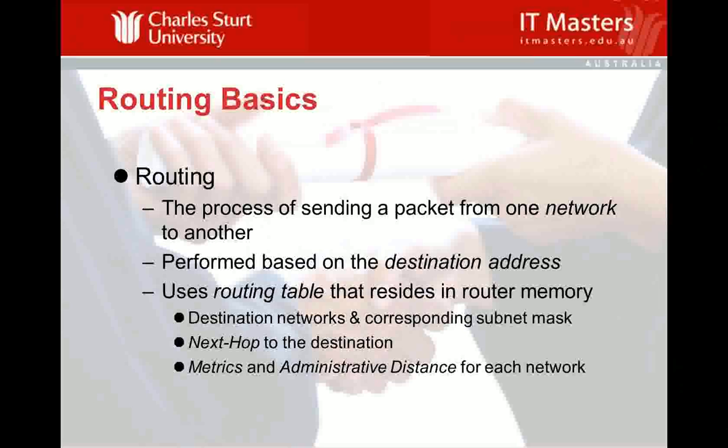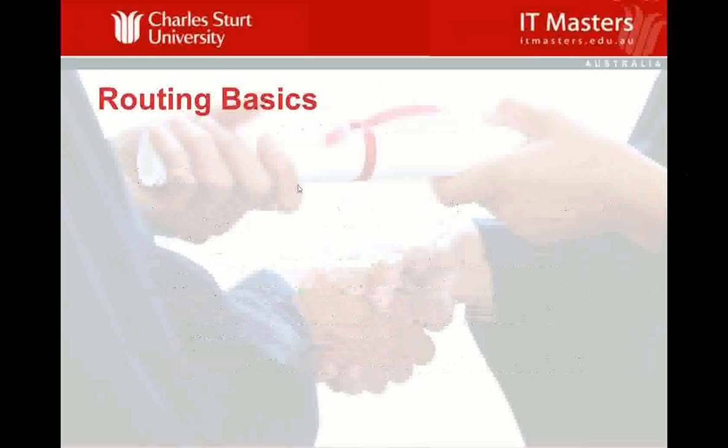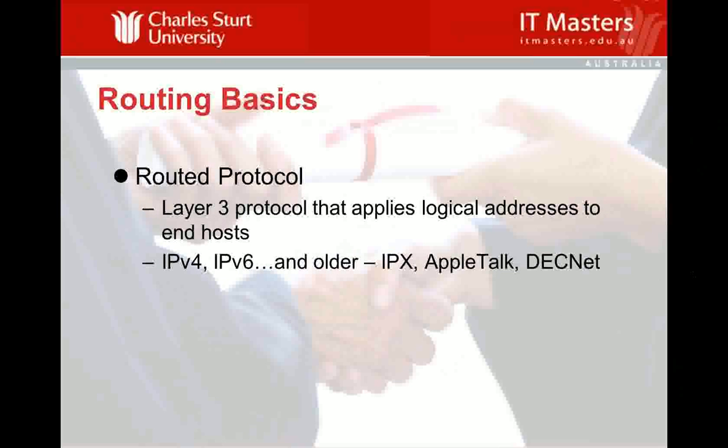Really, for the routing protocols that we're looking at in terms of our CCNA exam now, we're only really worried about one or two layer 3 protocols, so that's IPv4 and IPv6. Things like EIGRP can do other protocols like AppleTalk and IPX. You won't see a lot of those. They're not tested on the exam, so we won't spend too much time on them.